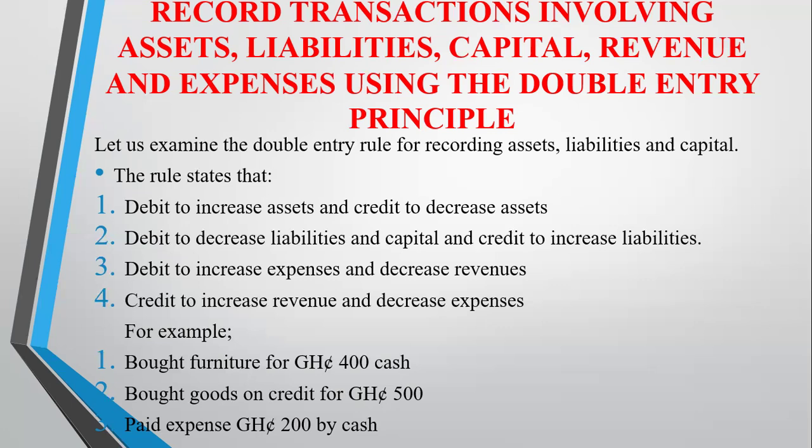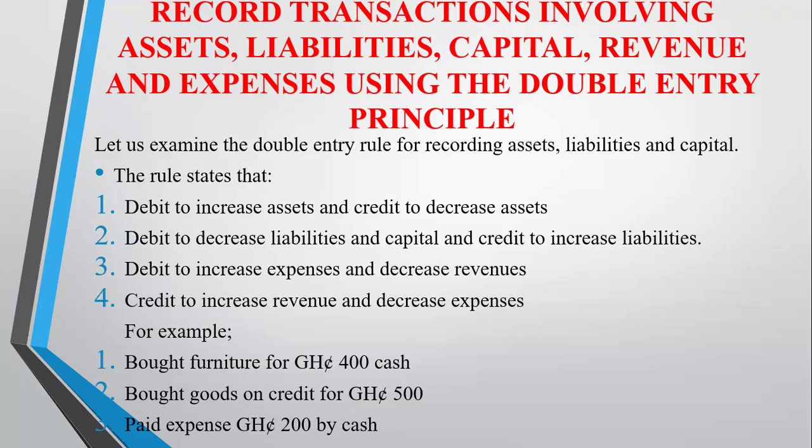The cash account, the cash is decreasing. The double entry principle is saying that if the asset is decreasing, we should credit it. So here, we're going to credit our cash. The motor vehicle is what? It's an asset which is also increasing. So double entry is saying that if it is increasing, we should debit it.